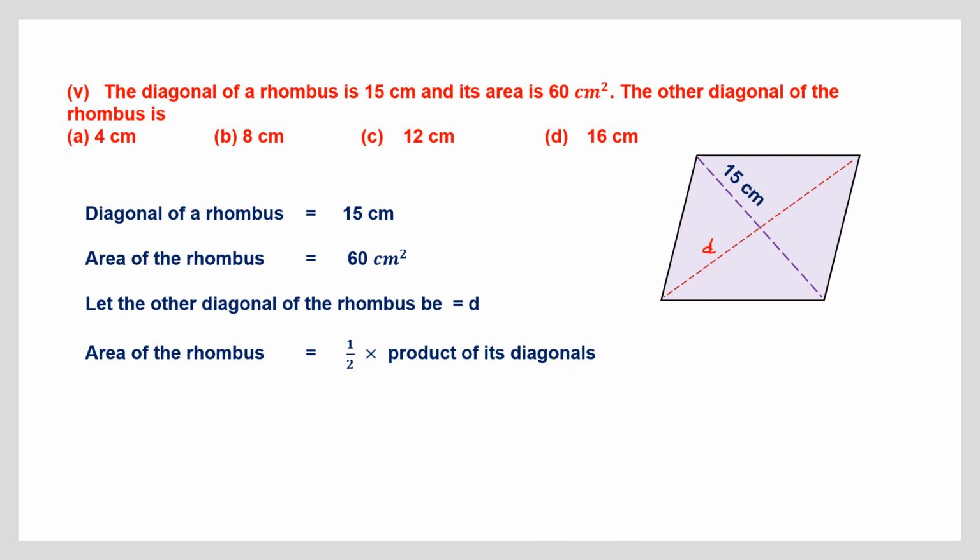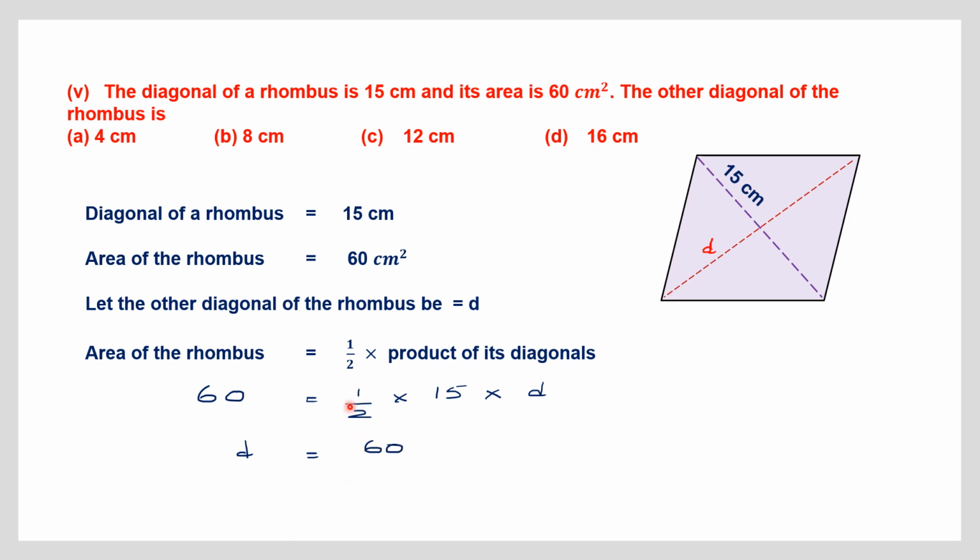Area is given to us. Let's substitute. Area is 60 centimeters square. Now this is equal to 1 by 2 into product of the diagonals. One diagonal is 15 centimeters. The other diagonal is D. So we're going to use this. So 60 on the side, half into 15 into D. So we're going to find the value of only D. So we're going to leave D here on the left hand side. On the right, we already have 60 in its place.